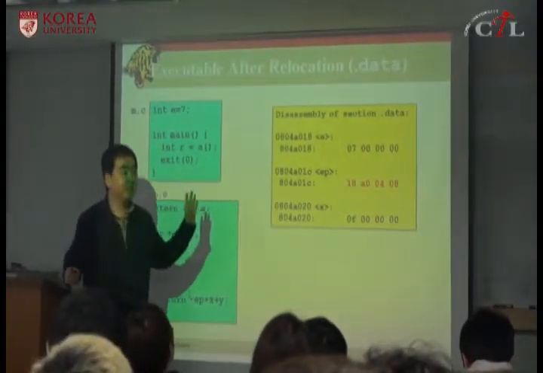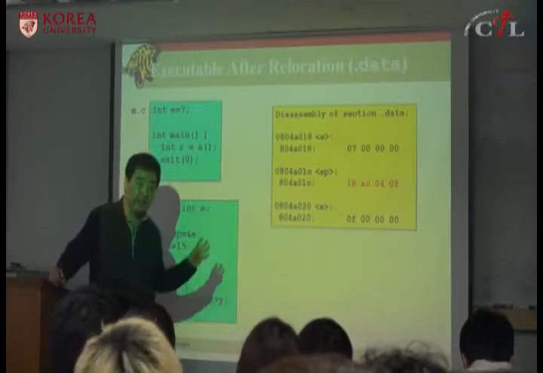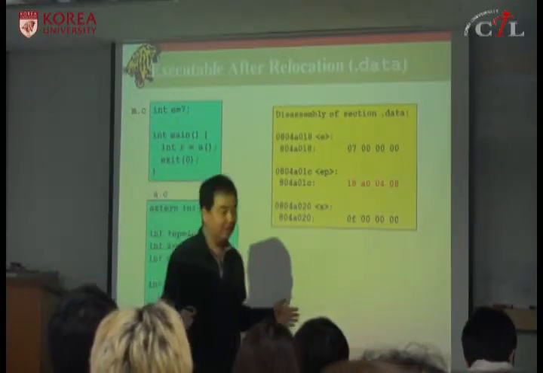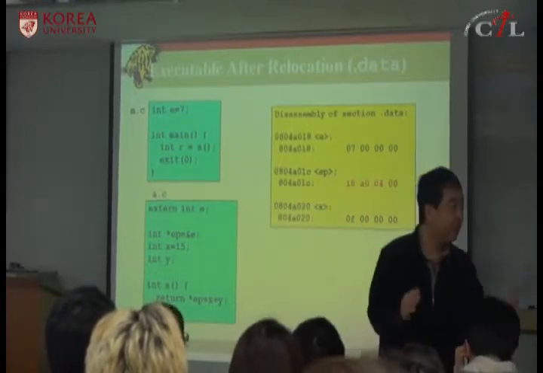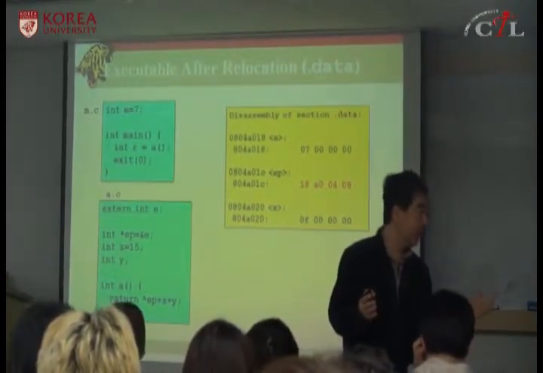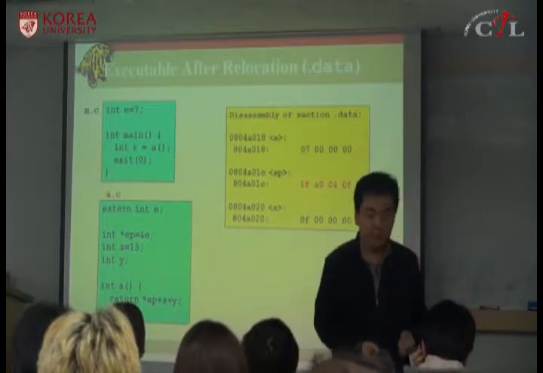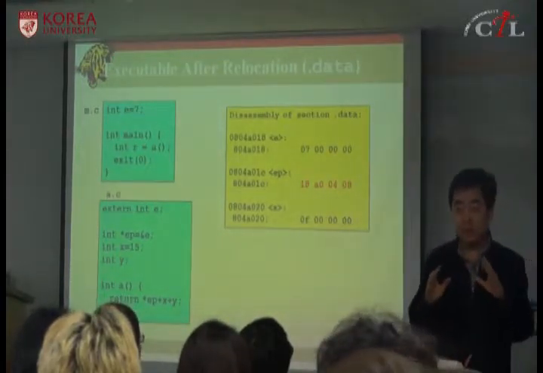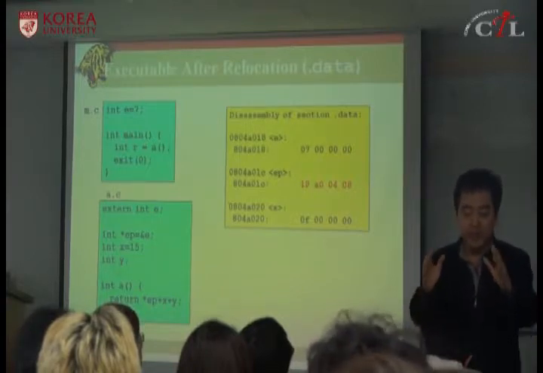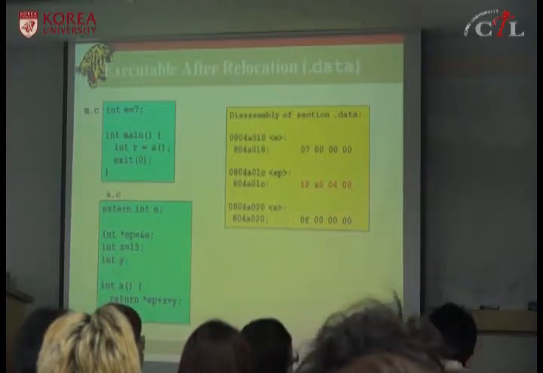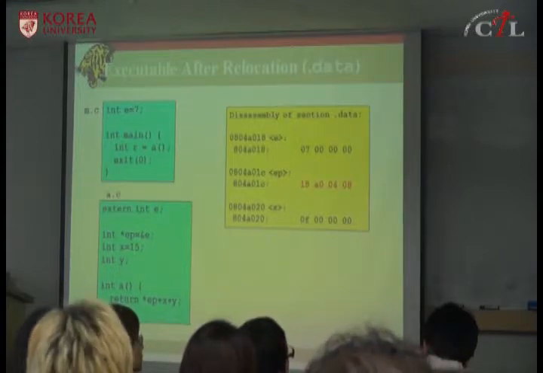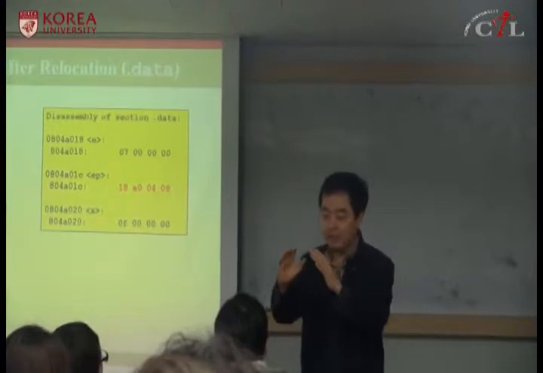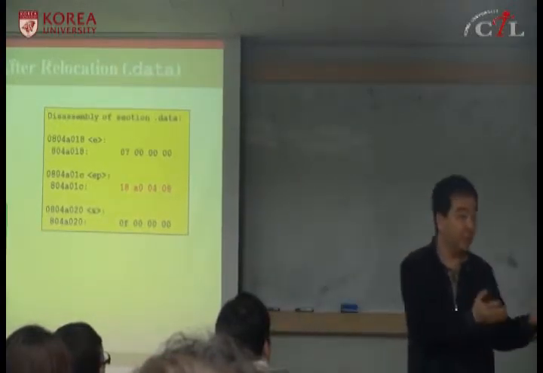There is nothing fancy in linking. It's just like linking together. That's all the linker is doing. So, in this example, each compiler, by separate compilation, generates M.O and A.O. Okay, pay attention. The compiler generates M.O and A.O.